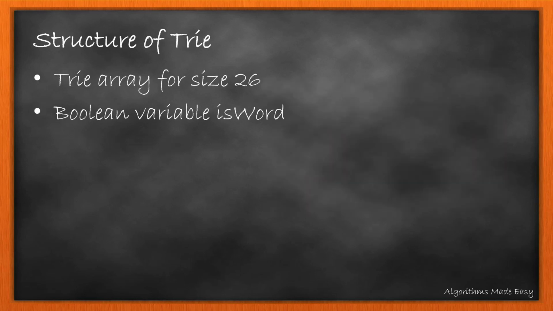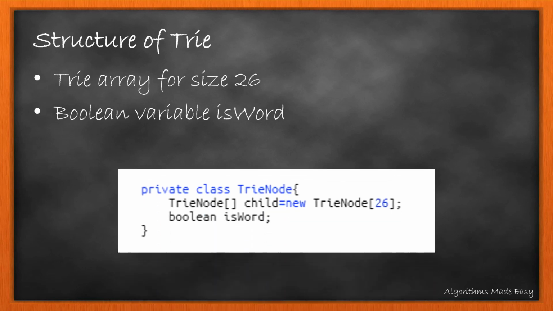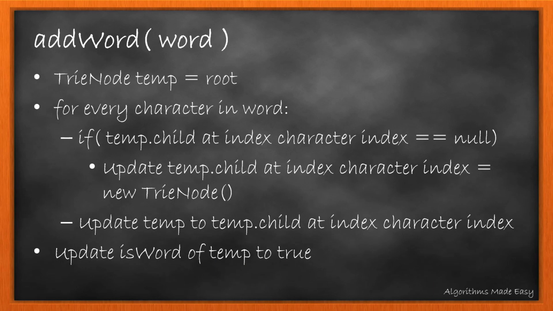Moving forward, as we are clear with the basic idea of trie, we know that it would be a structure with an array of size 26 and a boolean variable indicating the end of the word. In code, this will look like this. Let's first focus our attention on the easier method.